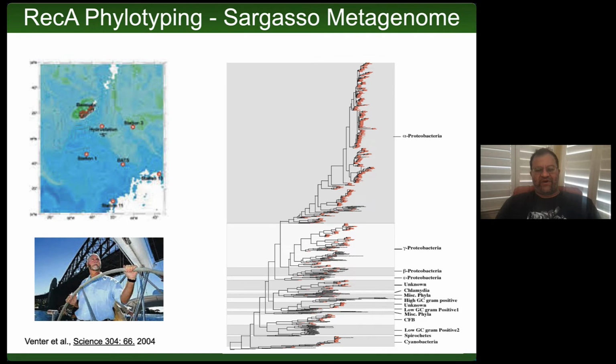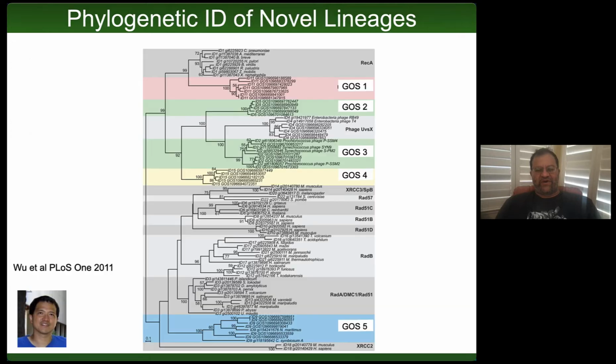And so again, in the Venter Sargasso Sea study, I showed that you could use RecA as your marker for phylotyping from environmental samples. And in fact, it gave somewhat similar results to what you got with ribosomal RNA. And I went through this data set.